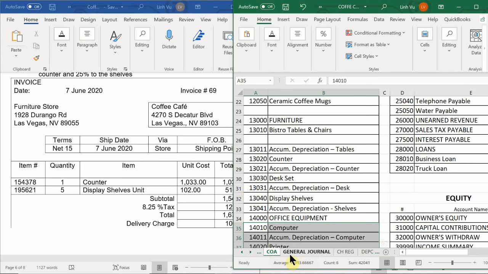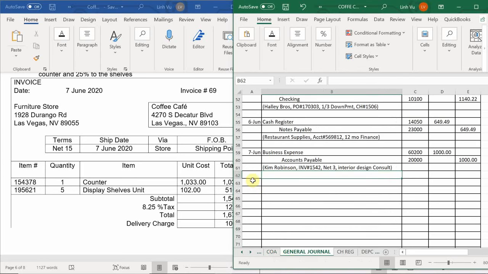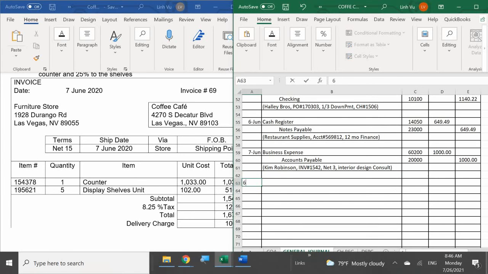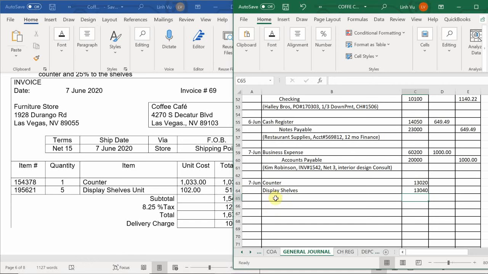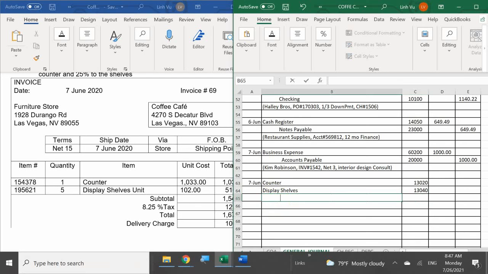So 13020 and 13040. So we bought a counter and display shelves. Account number 13020, 13040. Right? And last but not least, we have an accounts payable, right? Because we owe furniture store some money.